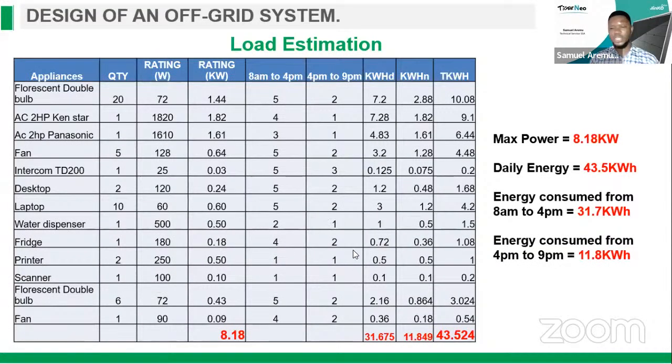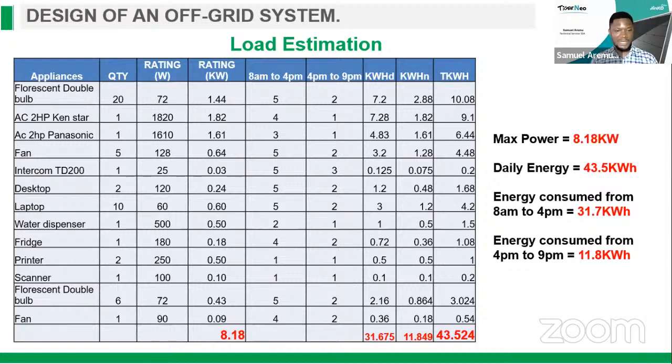This is a small load estimation. We'll be using, like I said, three methods: install the data logger, use the electric bill, and do a manual calculation. So this is a small office in Lagos, and I've listed out the appliances here from fluorescent up to fridge, printer, and scanner. The next column is the quantity. You need to list out the number of appliances they have in that environment or facility. Then also the power rating of each equipment.